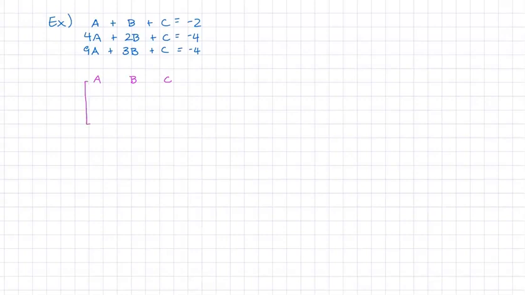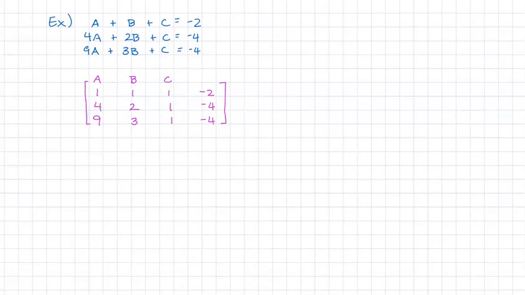It just depends on what you want to do. For the first equation, the coefficients are 1, 1, 1, and the constant is -2. The next equation is 4, 2, 1, with a constant of -4, and the coefficients in the last one are 9, 3, 1, and the constant is also -4. Notice that the constant does have to be on one side of the equation, and all of the variable terms have to be on the other. So you set it up like that. There's the setup.